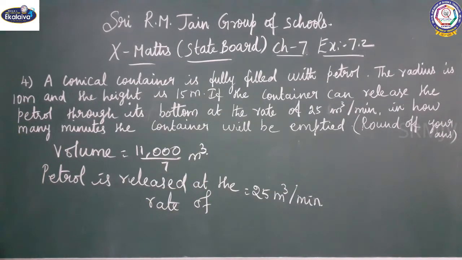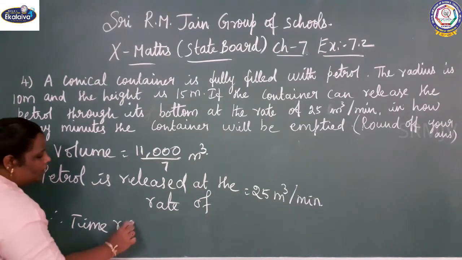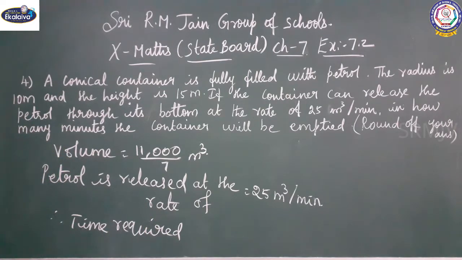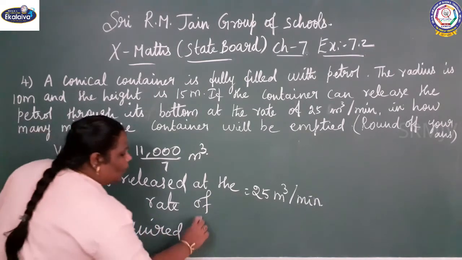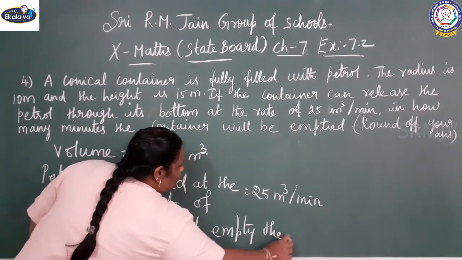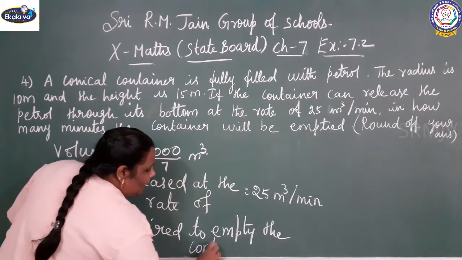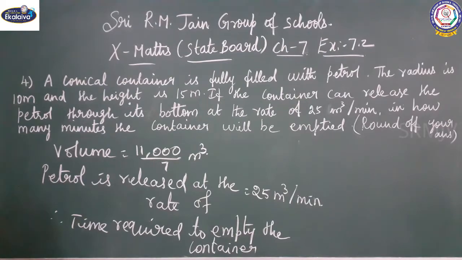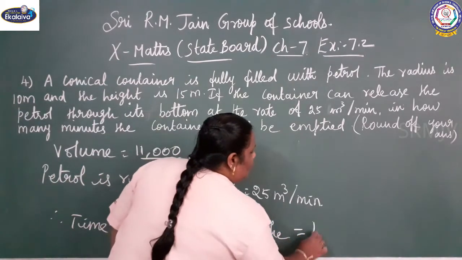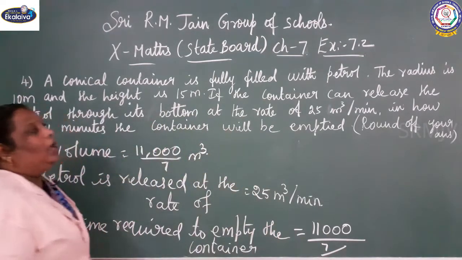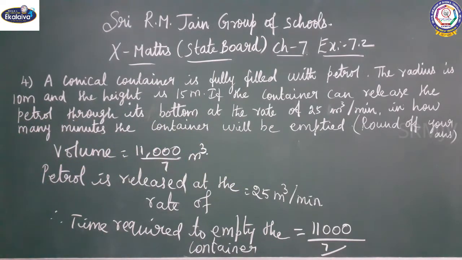So what is the time required? Time required to empty the conical container. Volume, what is the volume here? 11,000 by 7, divided by 25 meter cube.